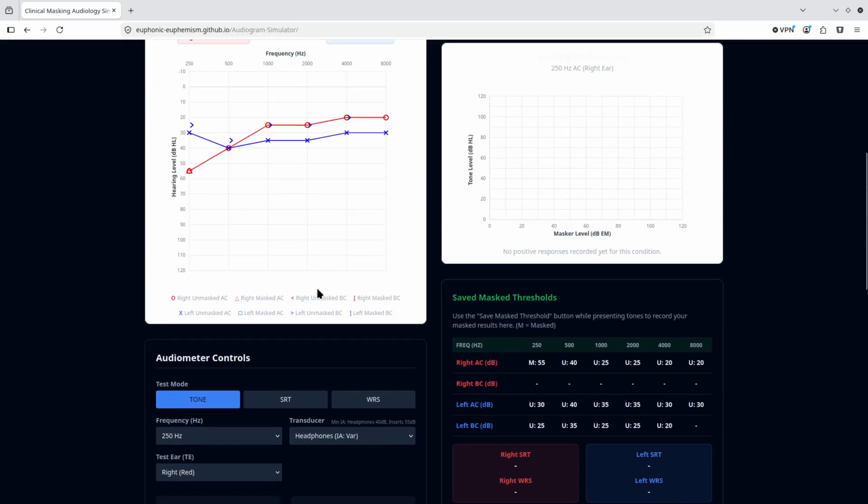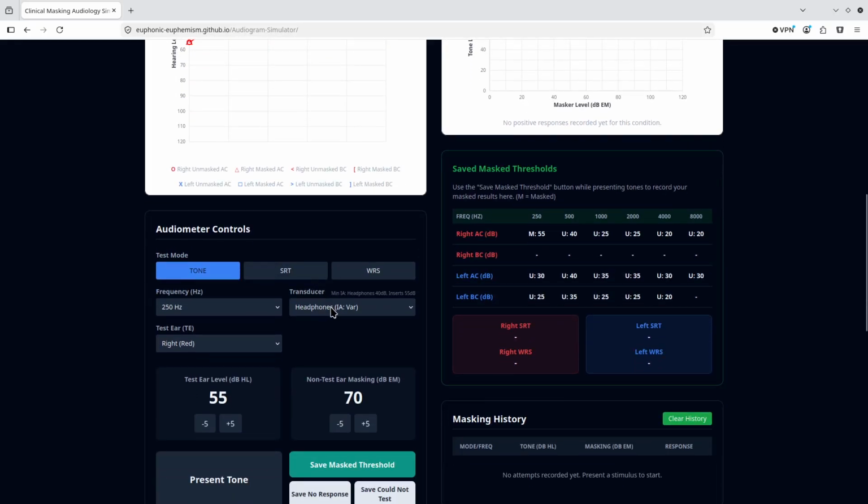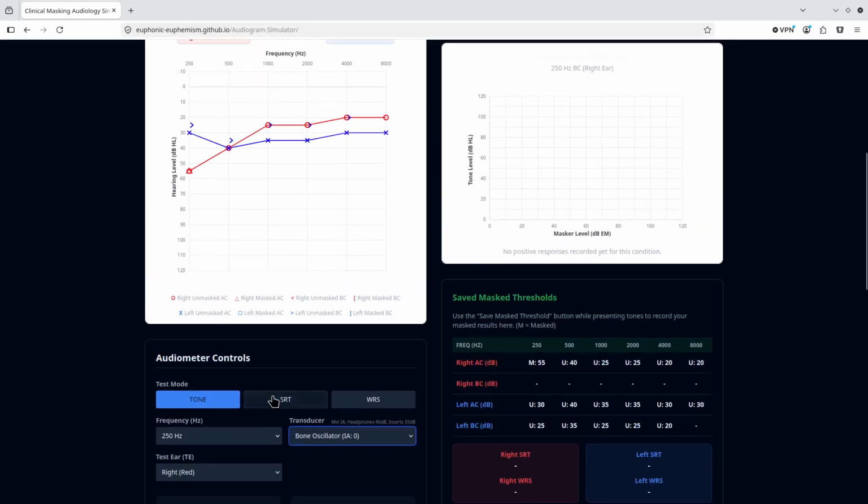And so we've got our masked bone conduction threshold for... oh, I see the problem there. I didn't switch it from headphones over to the bone oscillator. That was my mistake. So we'll do that again here. I masked it out at the exact same frequency. That was my error.